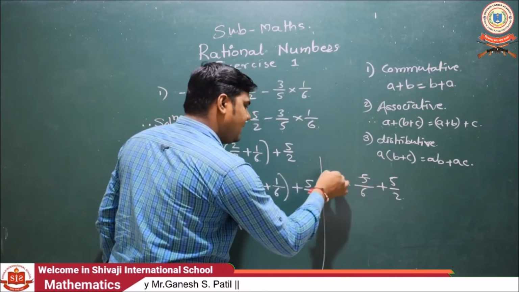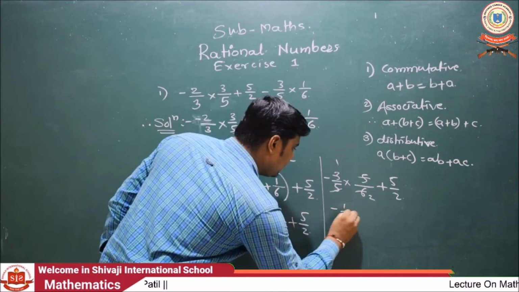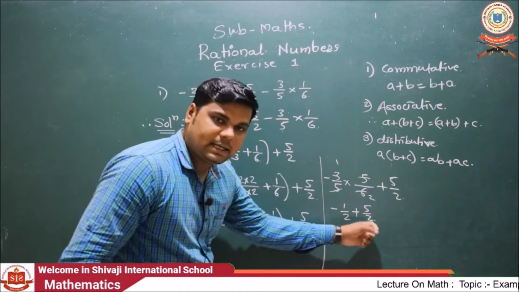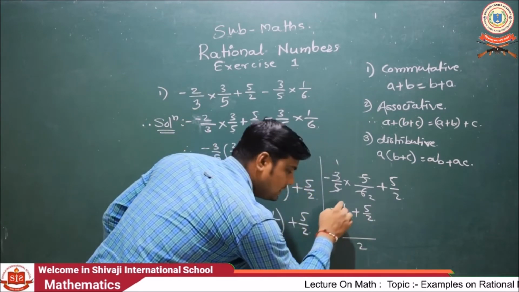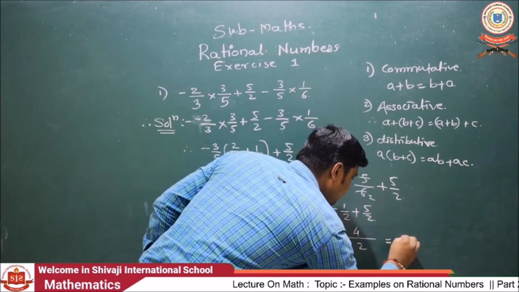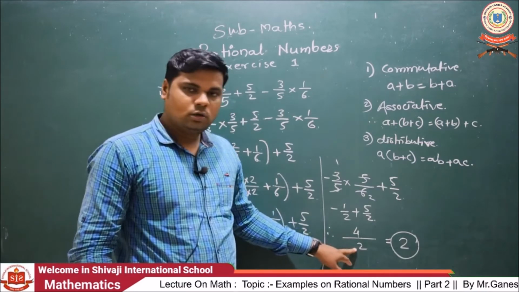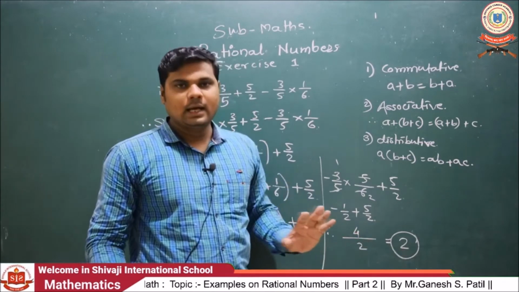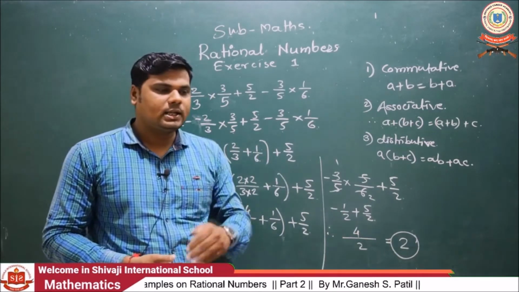Here 5 gets cancelled, 3 1s are 3, 3 2s are 6, so minus 1 half plus 5 by 2. Here also the denominator is the same, so we take it once, and 5 minus 1 is 4, so 4 by 2, and the answer is 2. 2 1s are 2, 2 2s are 4, so the answer is 2, and 2 is the correct answer. Now we are going to solve the next example.